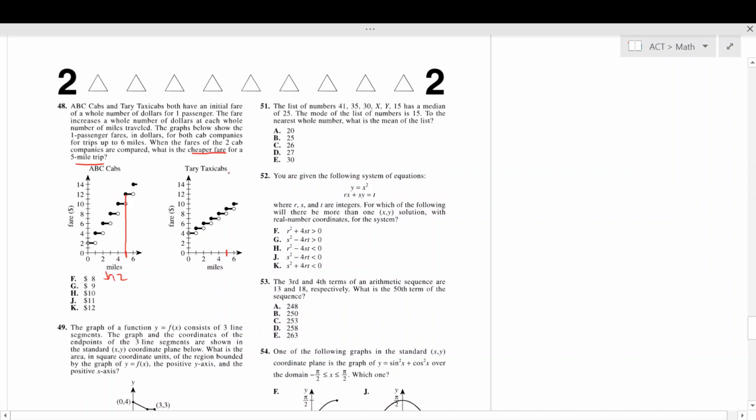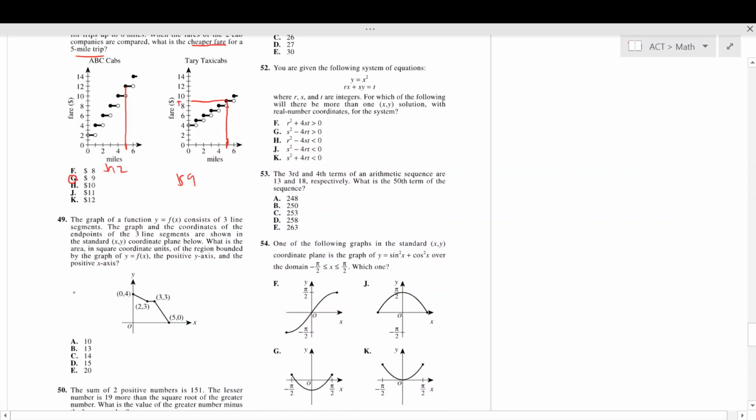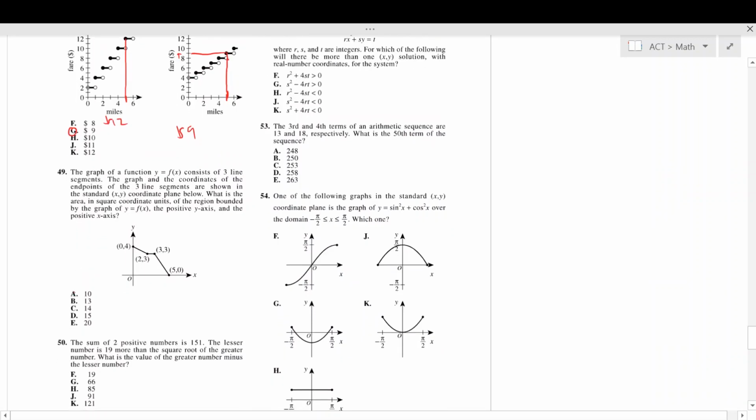And what about 5 miles from this other company? We just do the same thing. So 5, we go up, open dot, so we don't stop because that open dot is not actually part of the function. It's not an actual value of the function. Go up to the nearest closed dot. So that's 9. So its cheaper fare is $9. Well, cheaper fare for a 5-mile trip is $9.